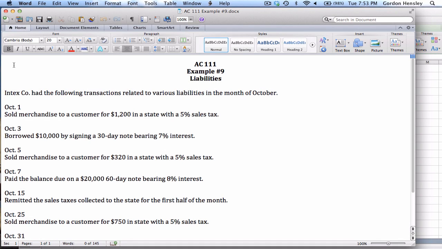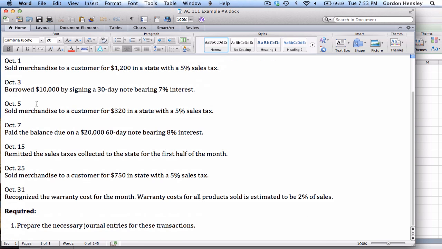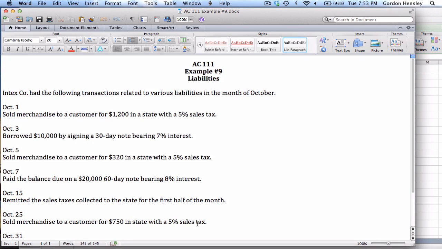This is the video demonstration on liabilities, and in this video I'm going to work the solution to example number 9. This example involves the Intex company, and it says that they had the following transactions related to various liabilities in the month of October. And we see several transactions that occurred throughout the month, and under the requirements we are simply required to prepare the necessary journal entries for each one of these transactions.